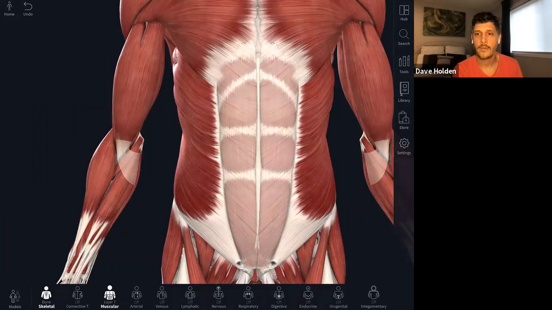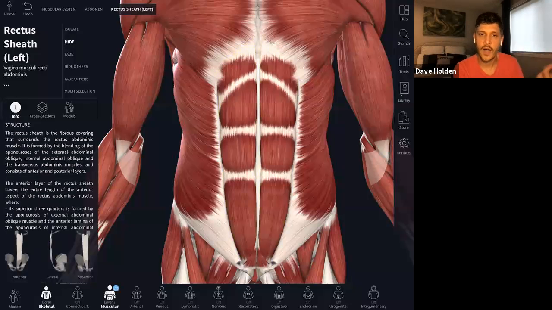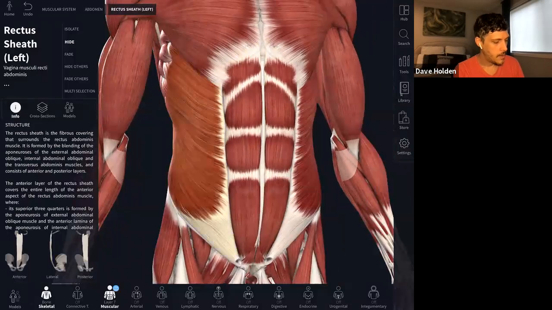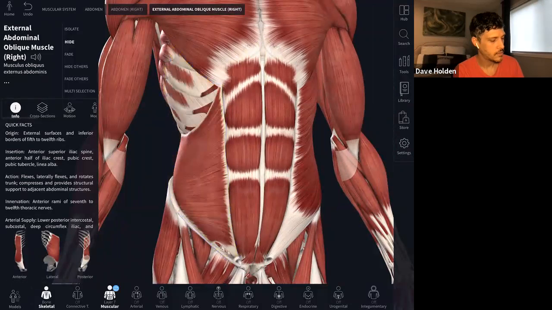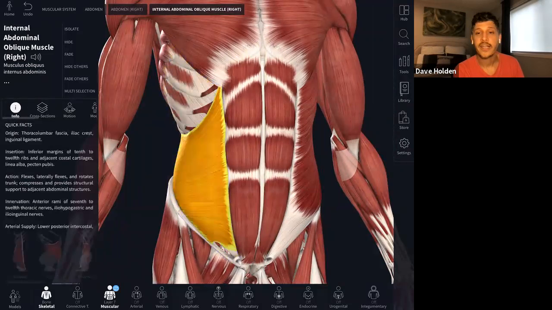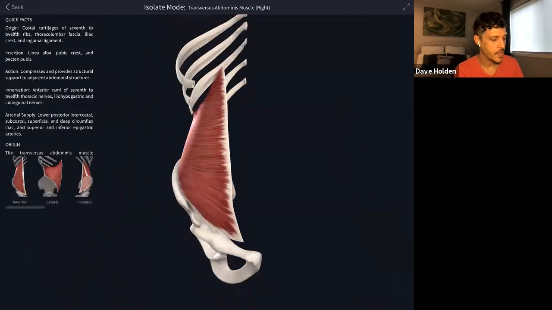So the abdominal wall is comprised of 4 muscles. There are 4 muscles in this group. Rectus abdominis is the one that you probably are most familiar with. It's the washboard abs. Here you have the external oblique. We'll take that away. There is the internal oblique. And now we're going to take that away. And there is transverse abdominis.